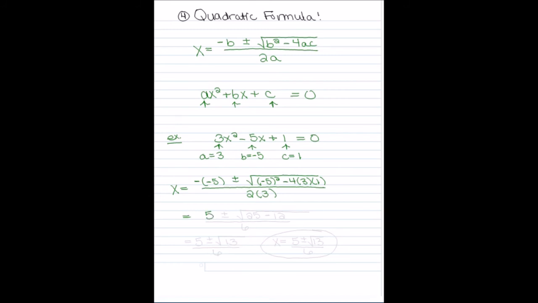So let's condense this. The negative and negative come together to make positive 5. Then negative 5 squared is 25 minus 12 all over 6. So I do 25 minus 12, which is going to give me 13. And I can't take the square root of 13, and there's no perfect square within 13. So this is my final answer. X is equal to 5 plus or minus square root of 13 over 6.